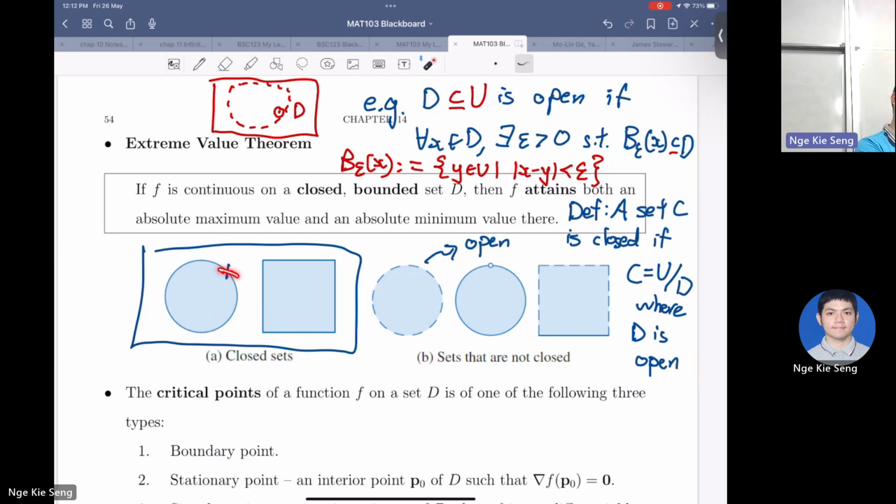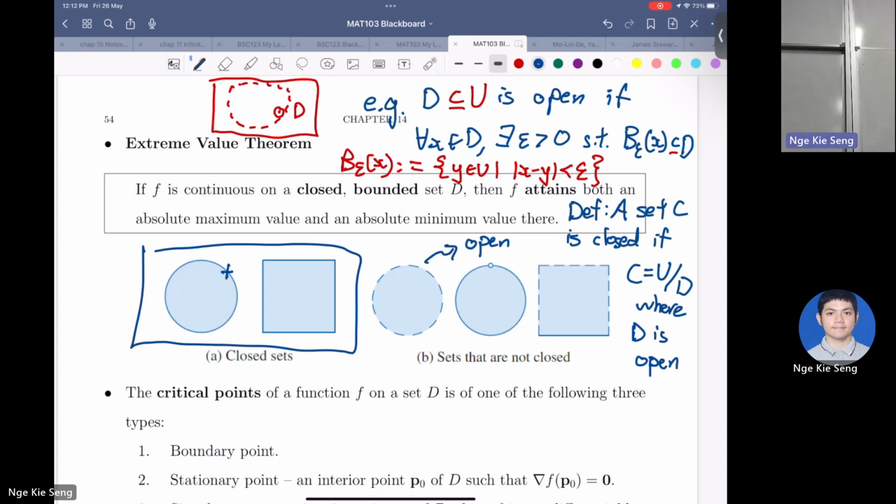Just now I only showed that this is not open, right? Because if I pick a point here, I cannot find a ball that's exactly lying inside the set. But to show that this is closed, how to show this is closed? You need to show that this is a complement of an open set. So within this universe here, if I take away this closed ball, what am I left with?